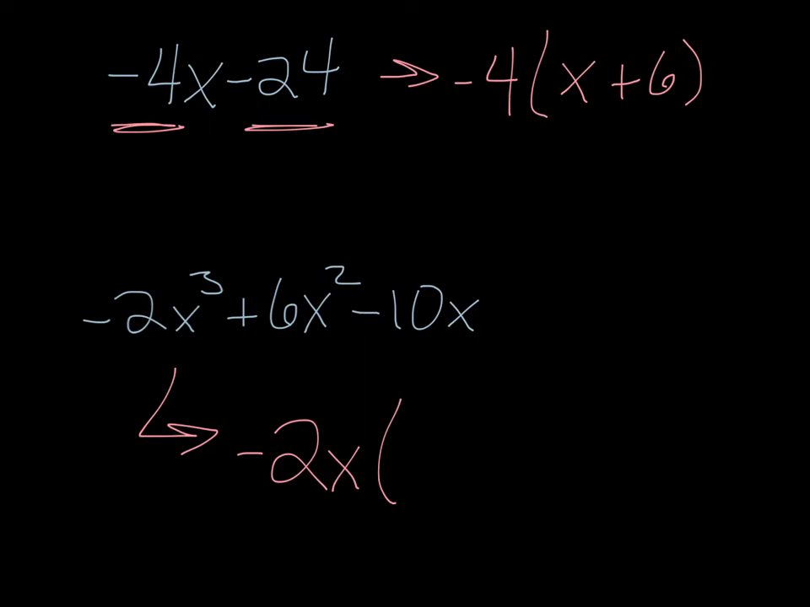What times negative 2x gives us negative 2x cubed? That would be x squared. What times negative 2x gives us positive 6x squared? That would be a negative 3x. And then finally, what times negative 2x gives us negative 10x? That would be a positive 5.